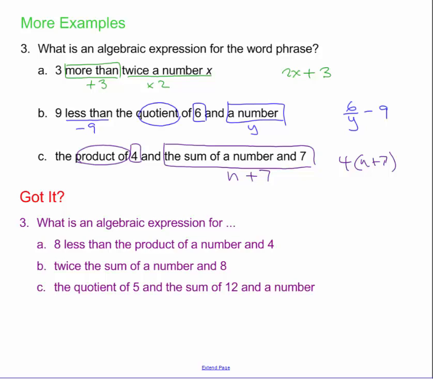All right, now pause the video for as long as it takes to finish example 3a, b, and c, and then come back and check your answers and see how you've done.